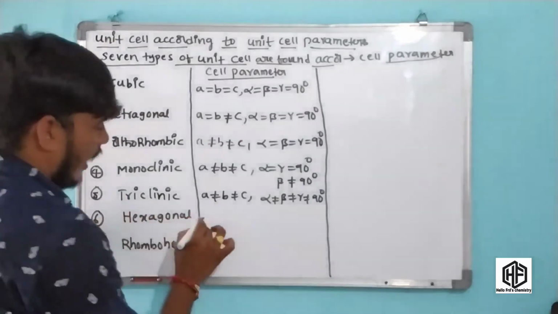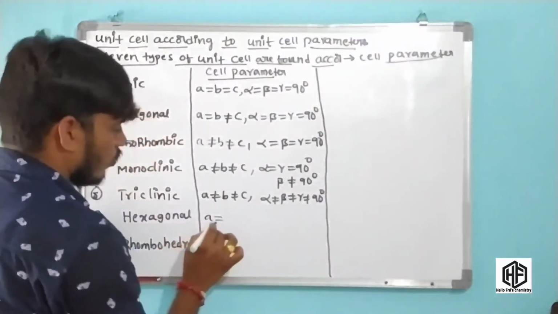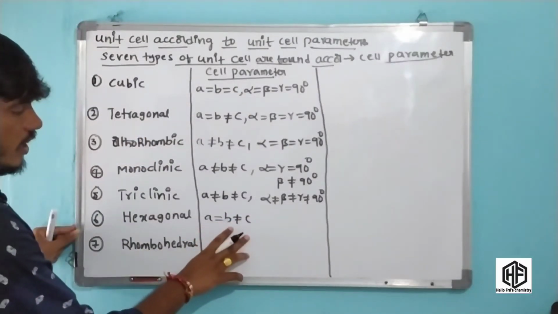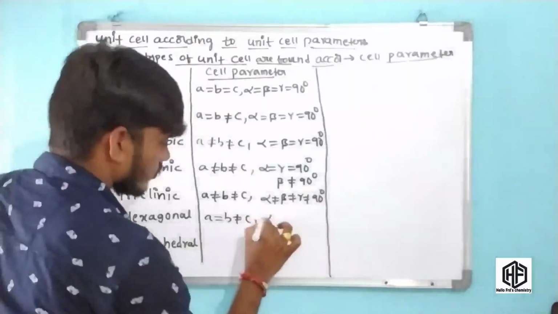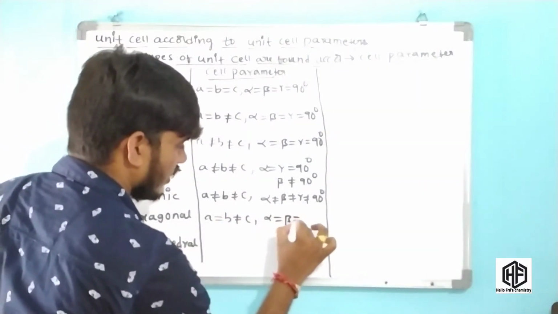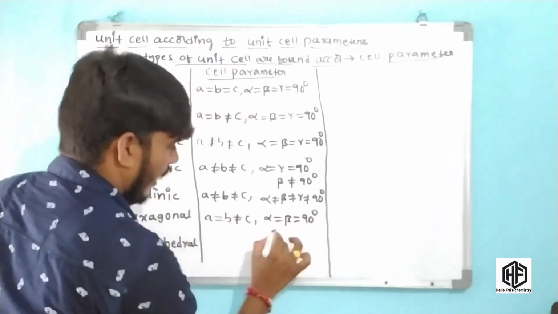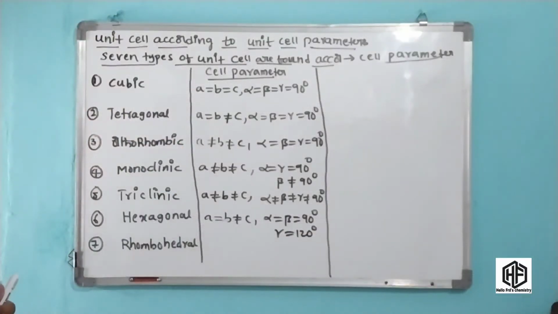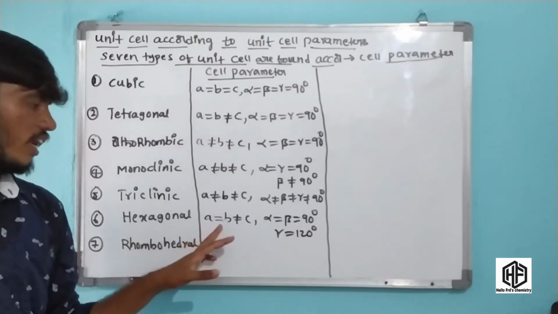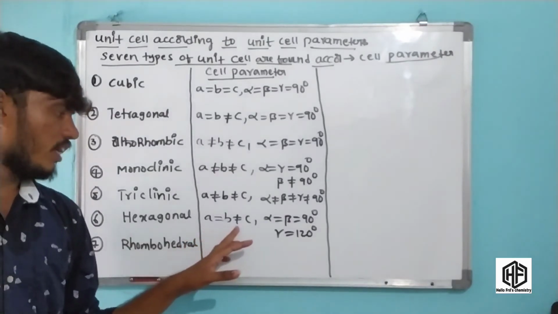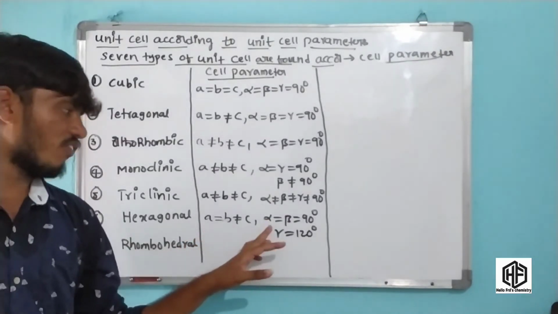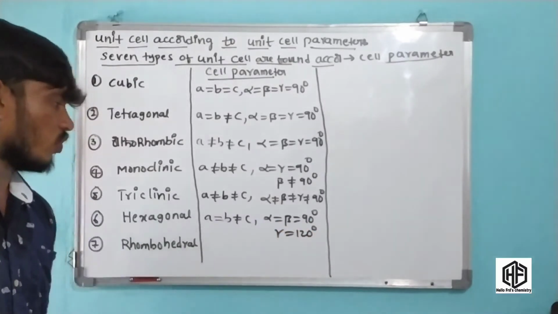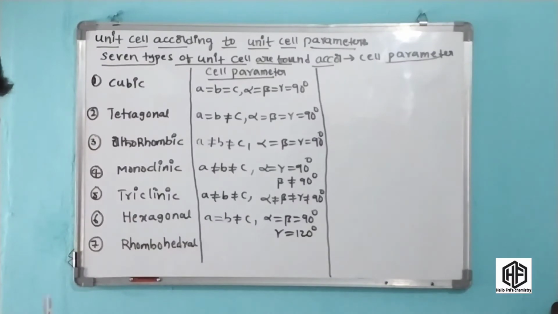And hexagonal is a equal to b not equal to c. Okay friends, a equal to b not equal to c, but alpha is equal to beta is equal to 90 degrees and gamma is equal to 120 degrees. In the cell parameter arrangement of hexagonal, a is equal to b but b not equal to c, and alpha and beta are equal to 90 degrees and gamma is equal to 120 degrees in hexagonal.